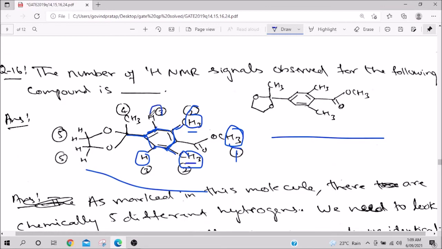So, this will give another signal, and now this CH3 is very different, but all 3 hydrogens are identical. So, it will show the 4th signal, and when I come here, this acetal protection, all these 4 hydrogens are exactly identical, because I move here I get oxygen, I move here I get oxygen, keep moving you keep getting the same thing. So, therefore, you will get a total of 5 signals.